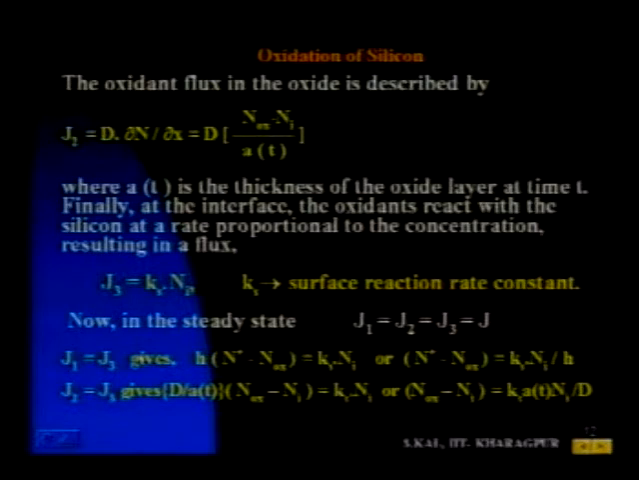Now in the steady state, that means after a lapse of time, J1 is equal to J2 equal to J3 equal to J. That means a steady state will be reached after some time. That means the number of particles coming from the gas phase will be equal to the flux J2. J2 means the diffusion from the surface to the interface. Then comes J3, which will be the reaction basically at the silicon, the number of particles coming at the silicon surface for the reaction mechanism.